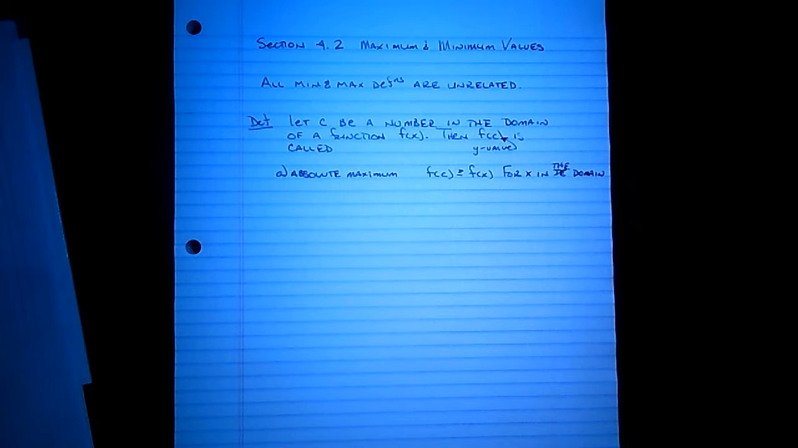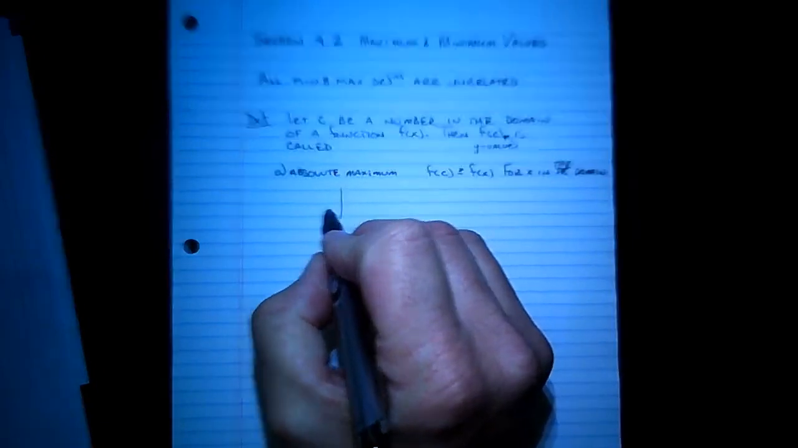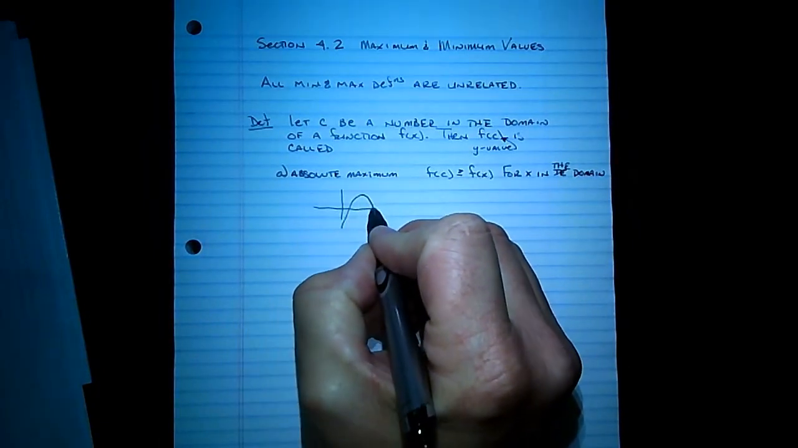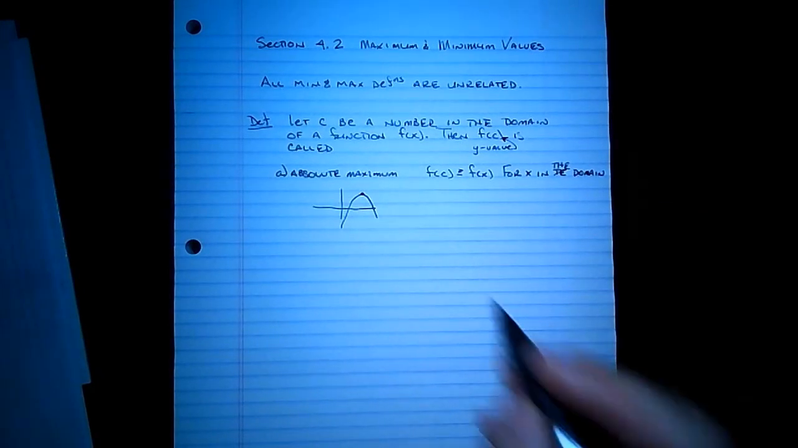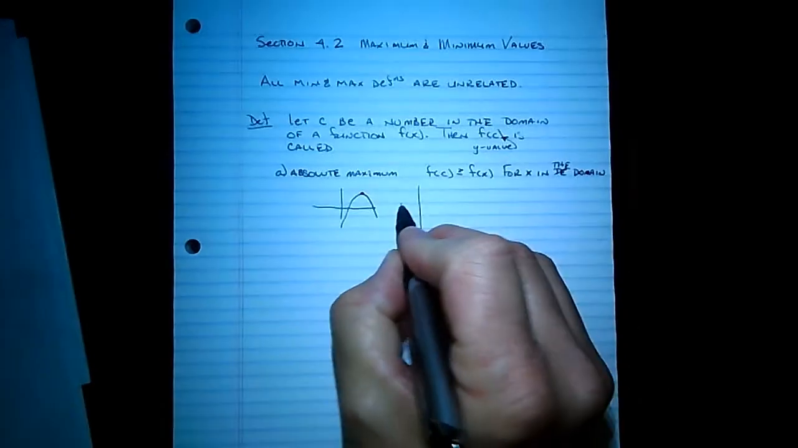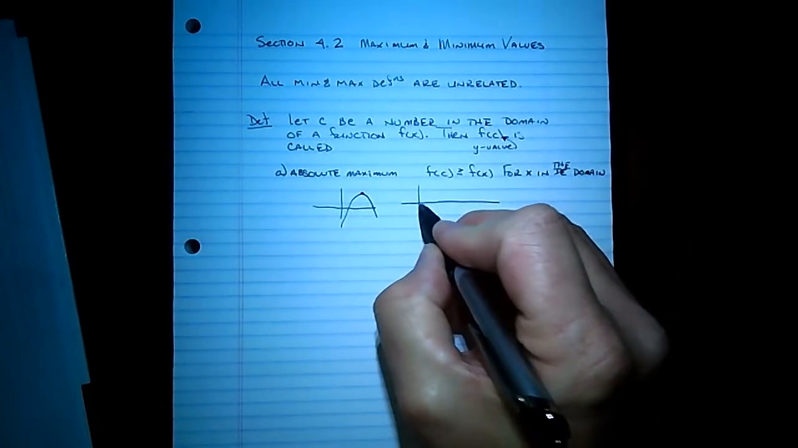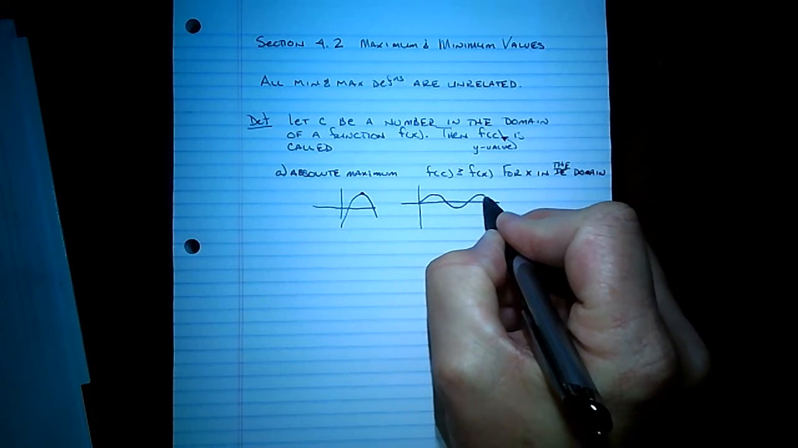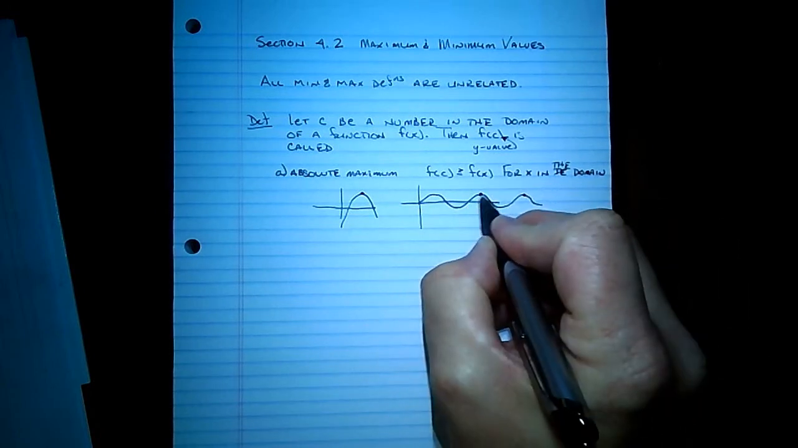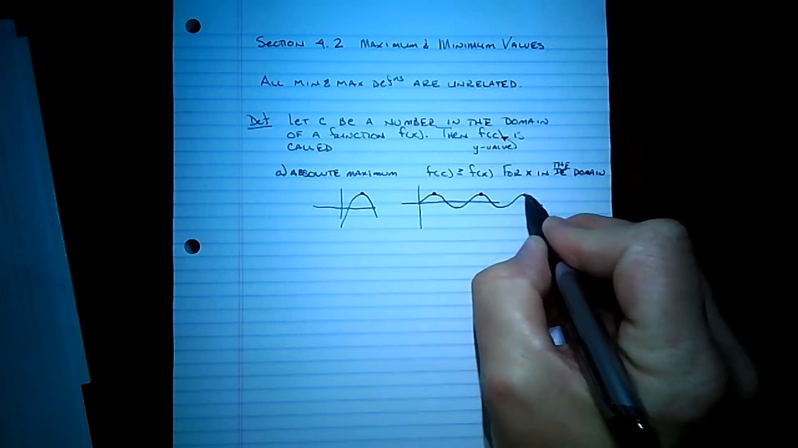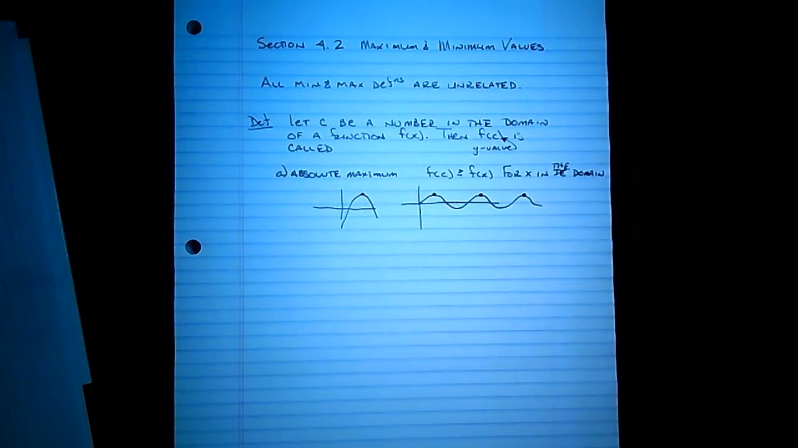Now, there's no guarantee that we're only going to have one absolute maximum. If you have a parabola that opens down, yeah, you're going to have one absolute max. It's going to be right there. But if you have your friend the sine curve, the sine curve has an infinite number of absolute maximums.